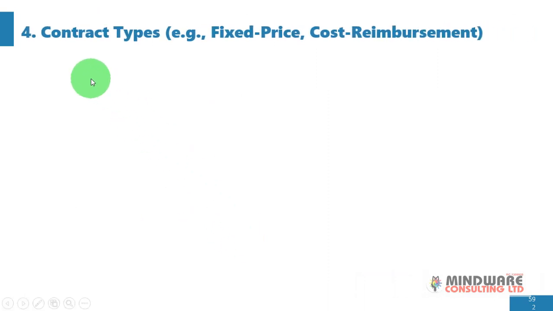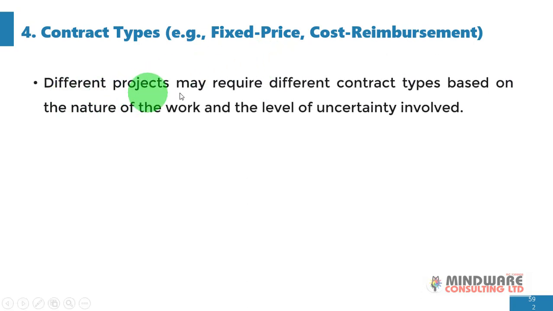Now this one is very important. Contract types: fixed price, cost reimbursement. We have different types of contracts that you could use in procurement management, but these are the two most common contract types. So let's look into them. Different projects may require different contract types based on the nature of the work and the level of uncertainty involved.